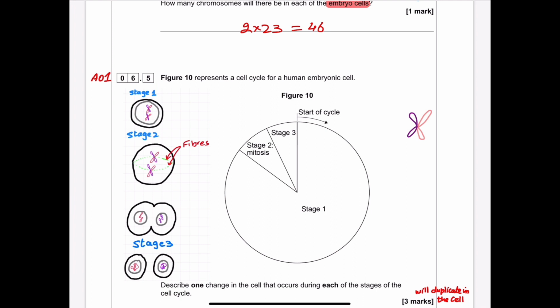As both chromosome sets reach the opposite ends of the cell, the nuclear membrane will appear around them. In stage number 3, the cell membrane starts dividing and the cytoplasm will also divide. At the end, from one cell, we have two identical cells. Let's see the model answer.